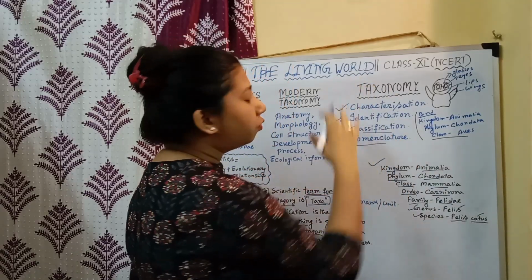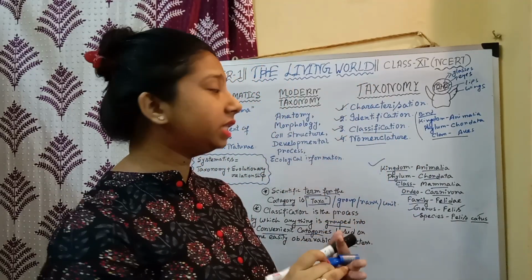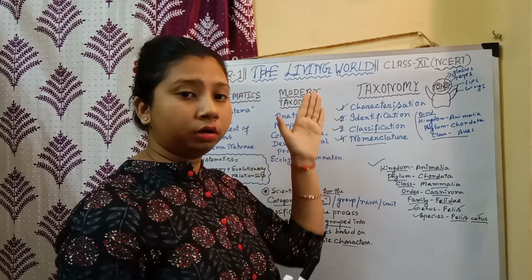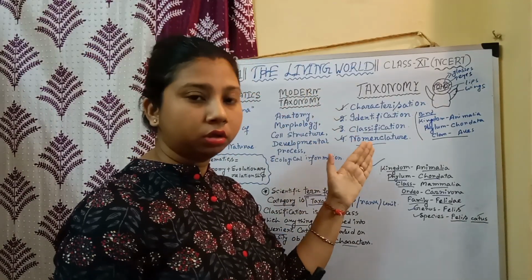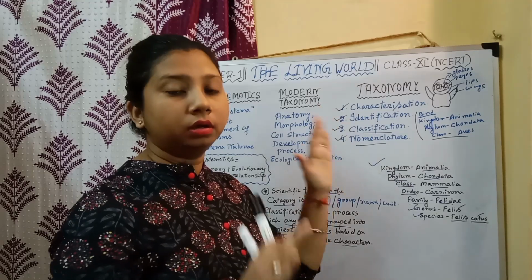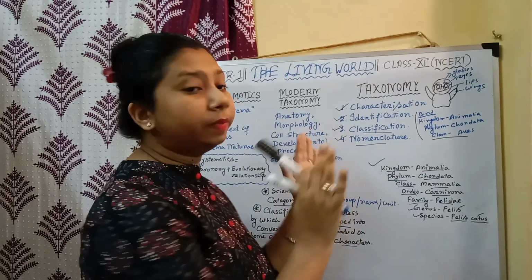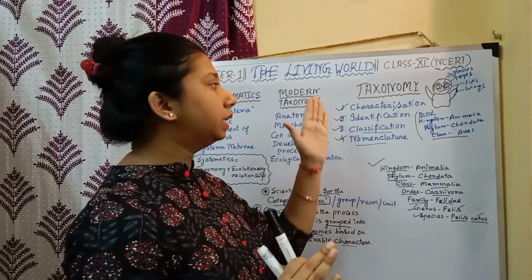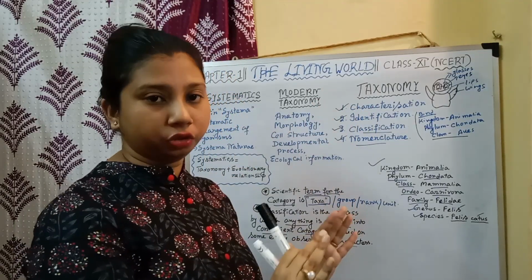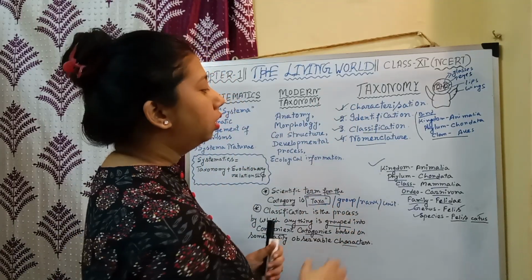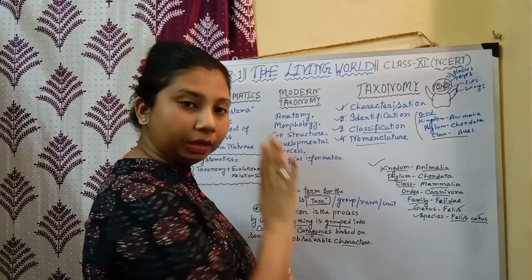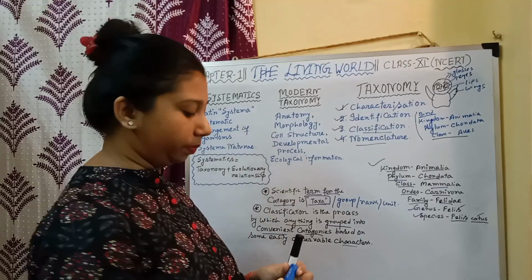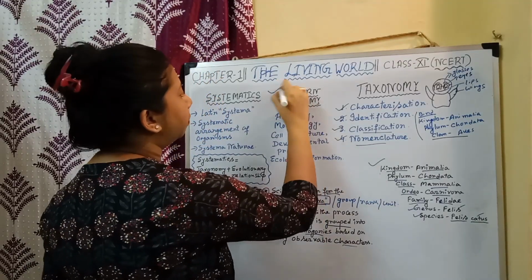So these are the four pillars of taxonomy. Taxonomy is based on these four points. I hope you have understood this. Now we will move to modern taxonomy. We will know what modern taxonomy is.